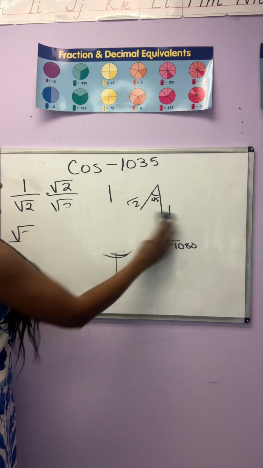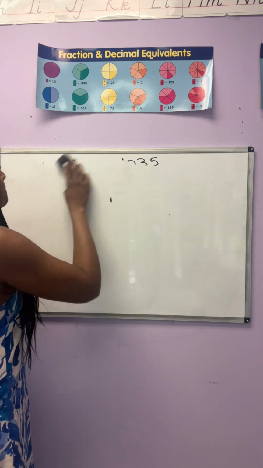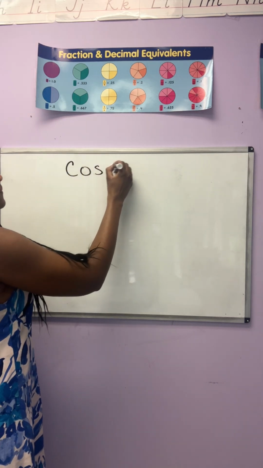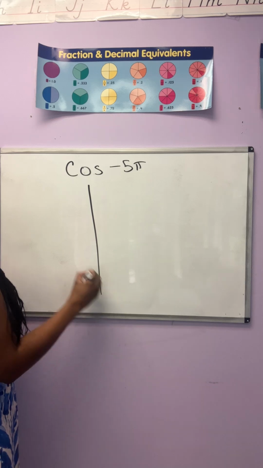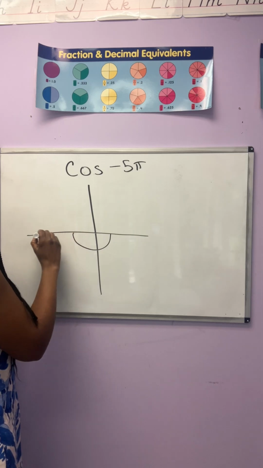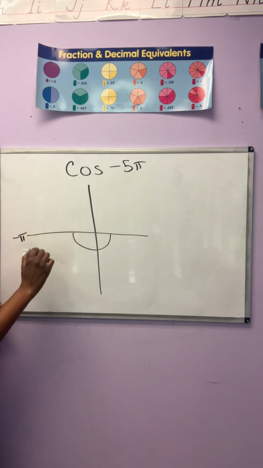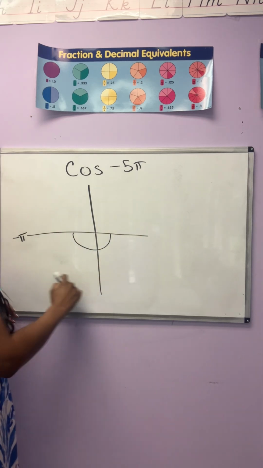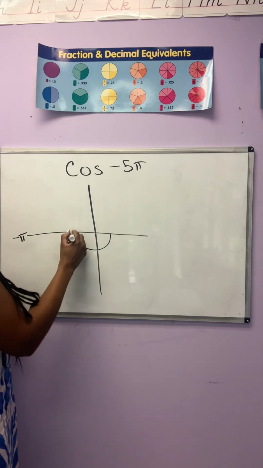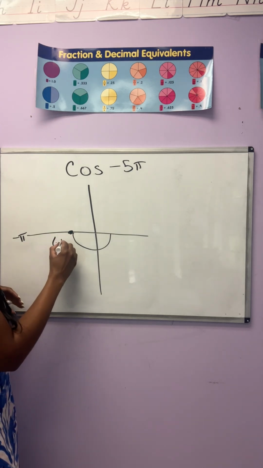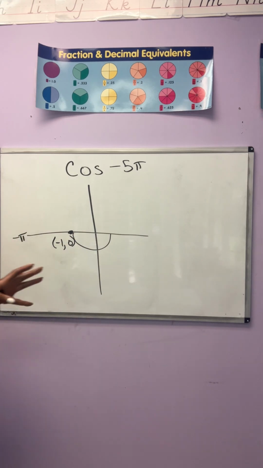All right, we'll try one last one, and then we'll stop. All right, cosine of -5 pi. So again, we're going clockwise. So this is -pi, -2 pi, -3 pi, -4 pi, -5 pi is right here. So -5 pi is right here. So the quadrantal angle falls right on our axis. So the point here is negative 1, 0. X is negative 1, y is 0.